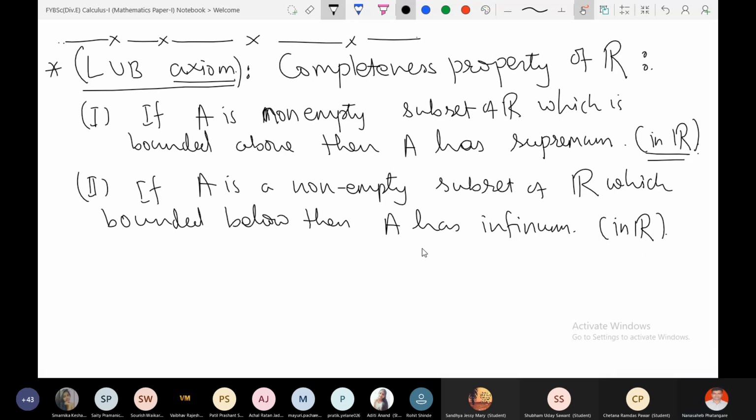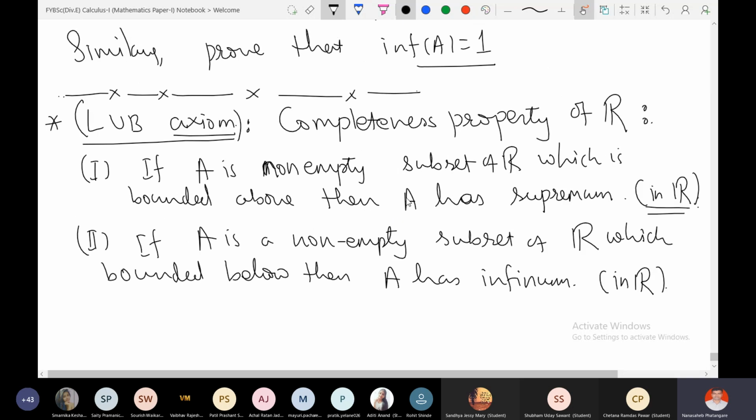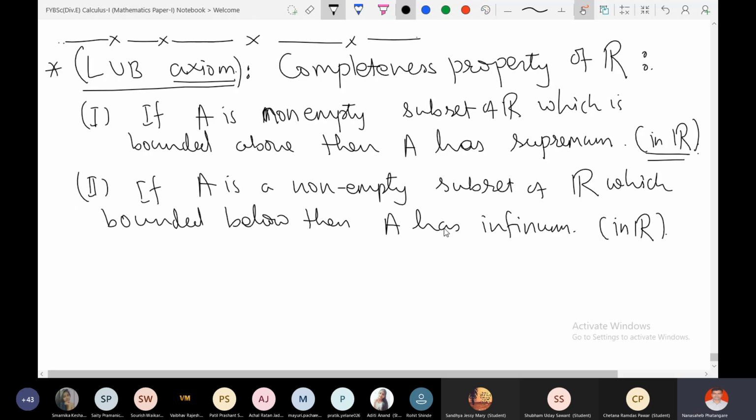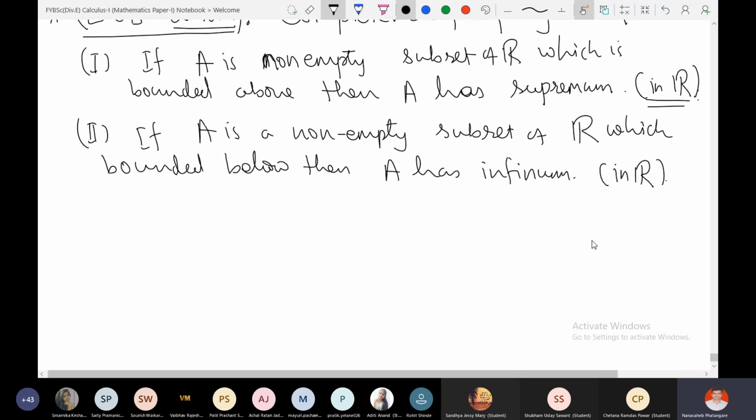So that means the supremum of set A exists. Supremum of A exists means the supremum of A is a real number. It is some finite number if the set is bounded above. Right? So every bounded above set has a supremum. Every bounded below set has an infimum. And we can combine these two.